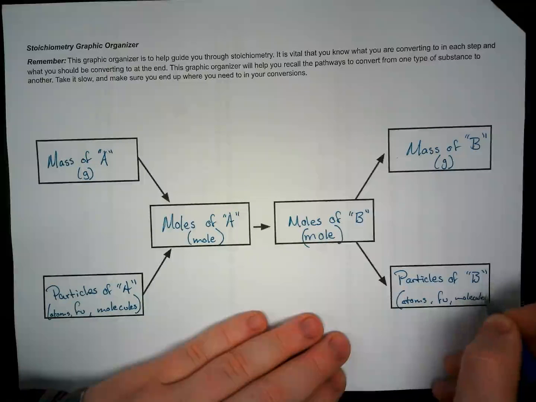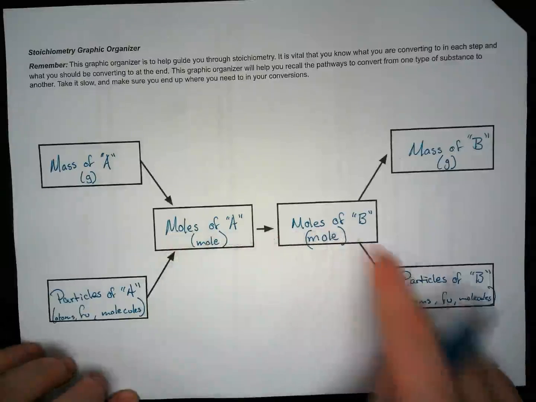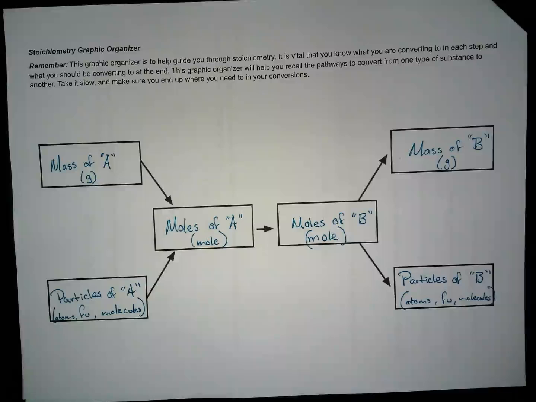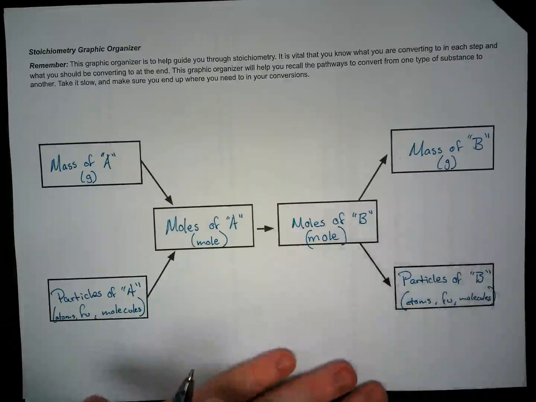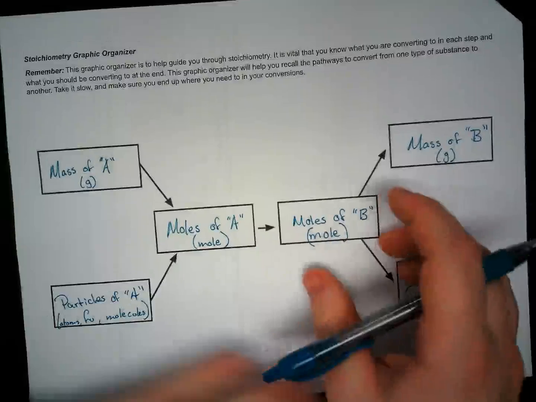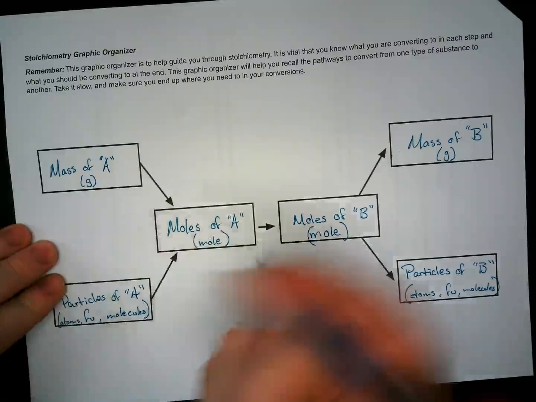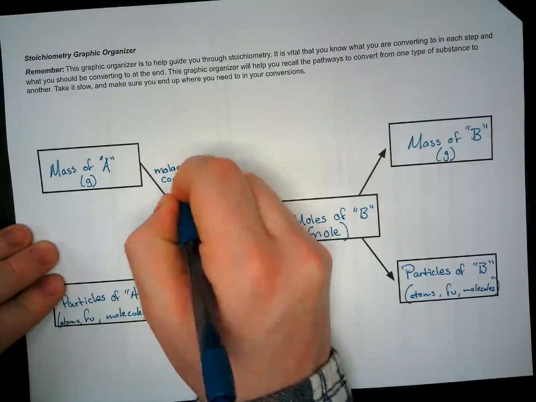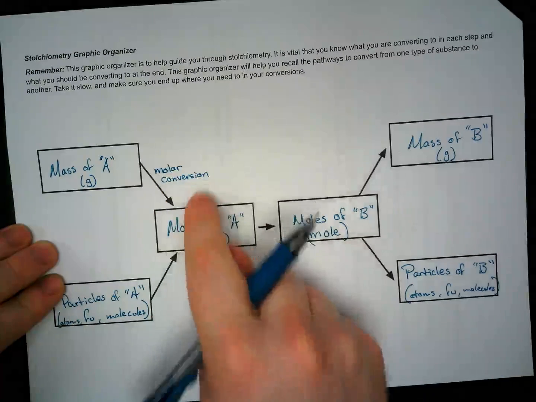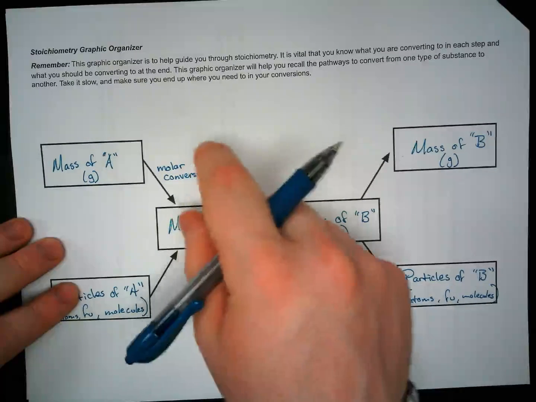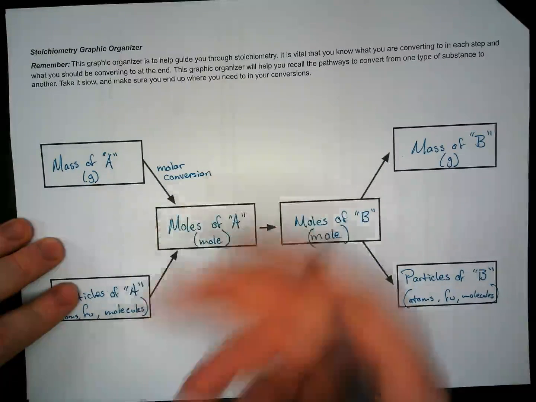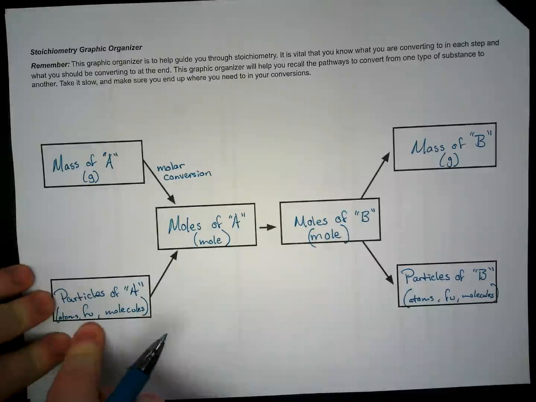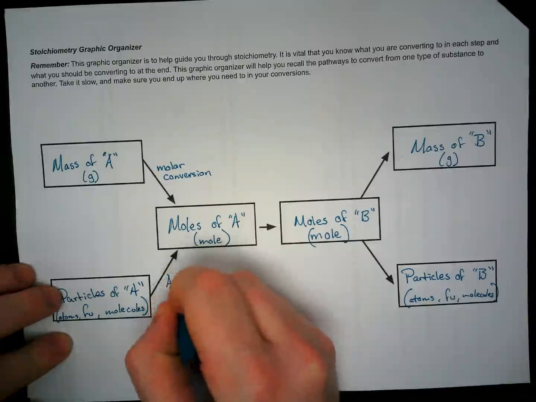Now, this is bare bones, just a way to organize your thoughts on how to go from any one of these, like something of A to something of B. Now, the arrows, we can fill those in with what we would use in order to go from here to here. So from mass to moles, that's a simple molar conversion. That's however many grams are in 1 mole of substance A. In order to go from particles of A to moles of A, that's Avogadro's number.